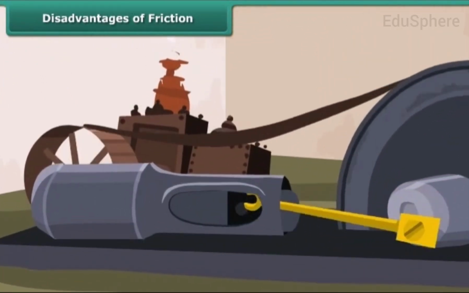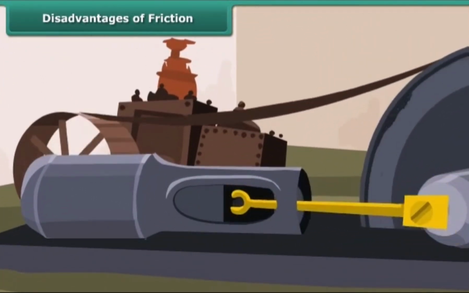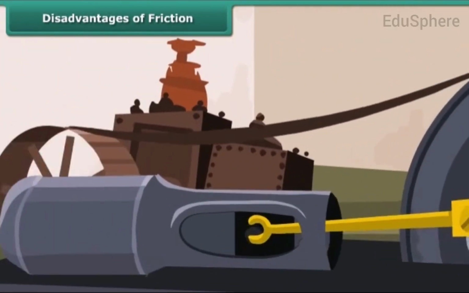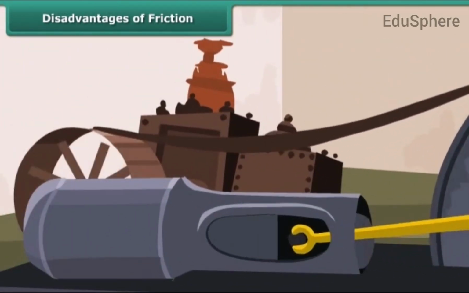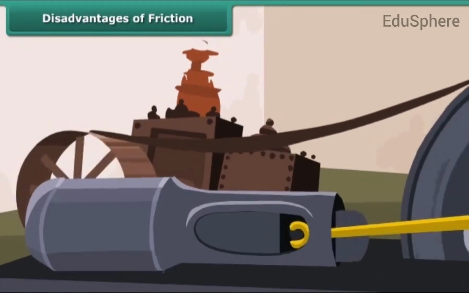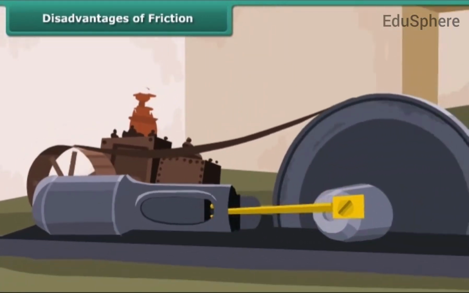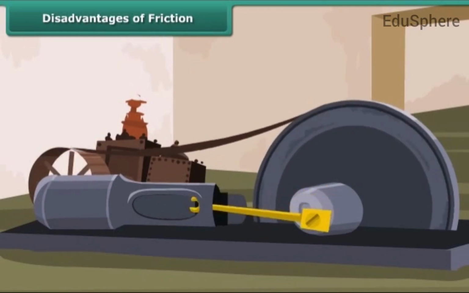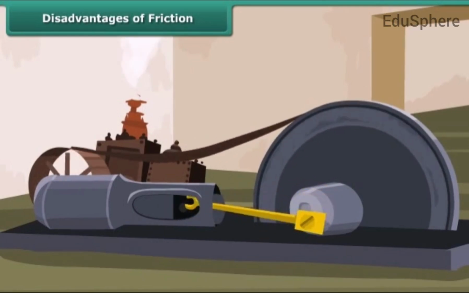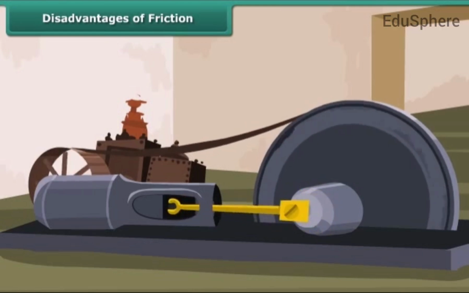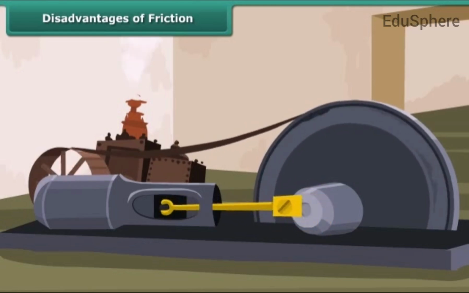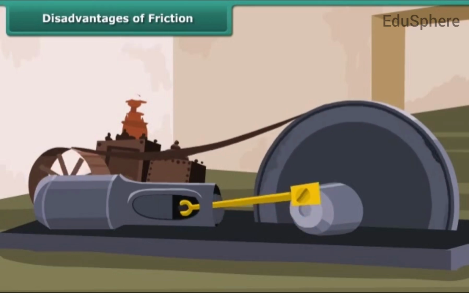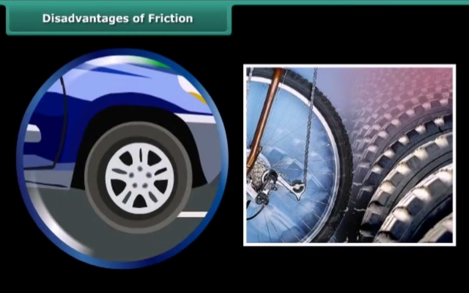Some of the forces applied to run a machine get lost in overcoming the friction between its moving parts. When the moving parts of a machine rub together, a lot of heat is produced due to friction between them. This damages the machine. There are many moving parts in machines which rub against each other constantly. Due to friction, the rubbing parts of a machine wear out gradually. The tires of a vehicle wear and tear due to friction.